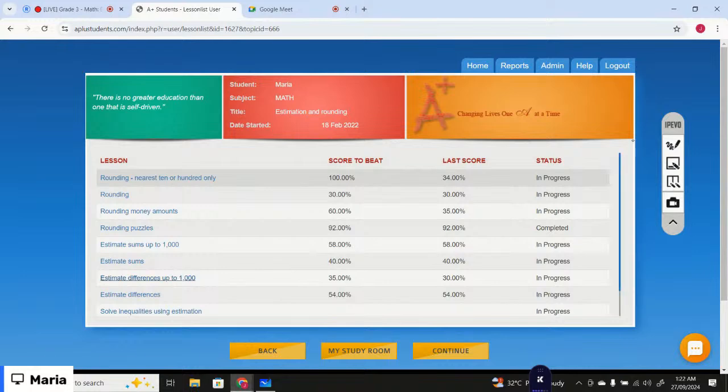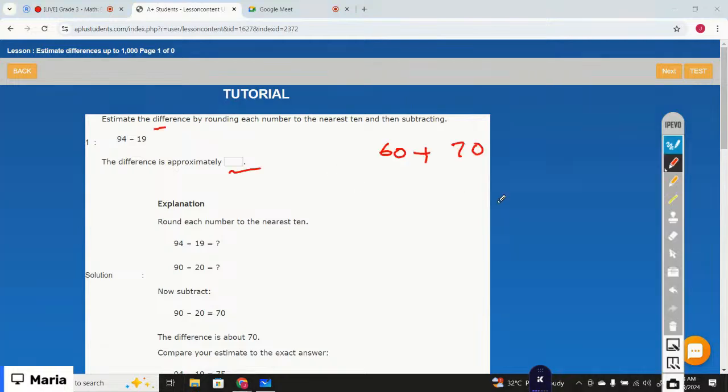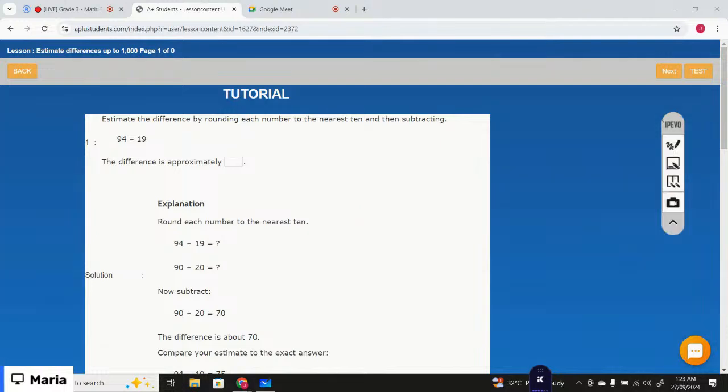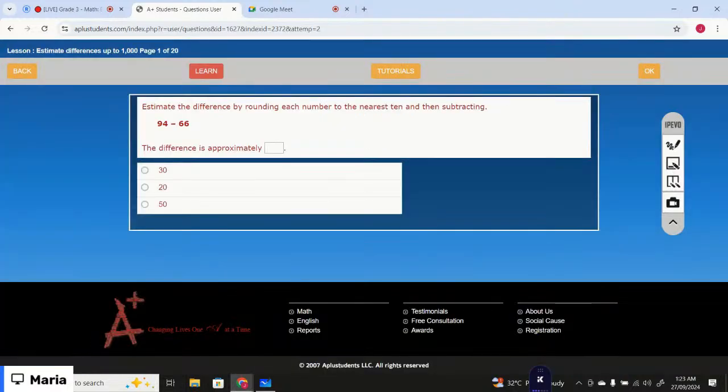Estimate differences up to 100. So the same way you need to estimate the differences, right? Exactly the same way. The one we just finished, we were adding. Now you just have to subtract. 94 is rounded off to 90 and 19 is rounded off to 20. So when you subtract, that makes 70. Got it? How do you round them off? Let me just explain with the test questions, right? If you just join me, then you can know how we estimate these numbers.